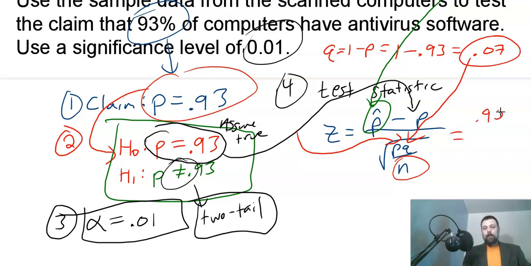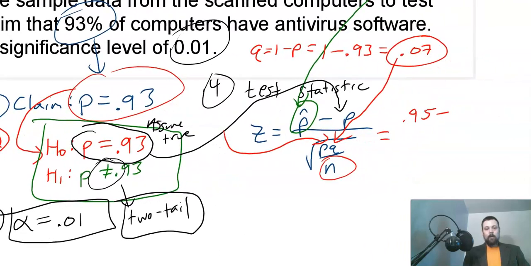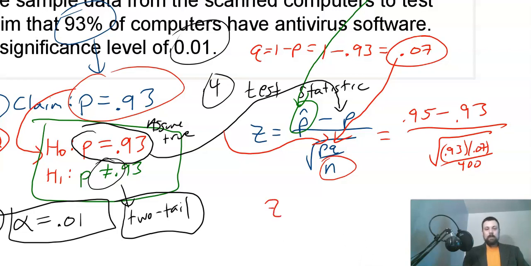It's going to be 0.95 minus 0.93 divided by the square root of 0.93 times 0.07 over 400. All right, so that is my test statistic. So I have to dump that into my calculator, let the calculator do the calculation for me, and I'll have my test statistic. Put parentheses around the numerator. Again, on paper, you don't need this, but in most calculators, you do. So 0.95 minus 0.93 divided by the square root of 0.93 times 0.07 divided by 400.